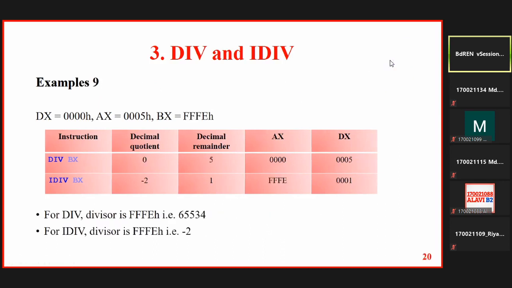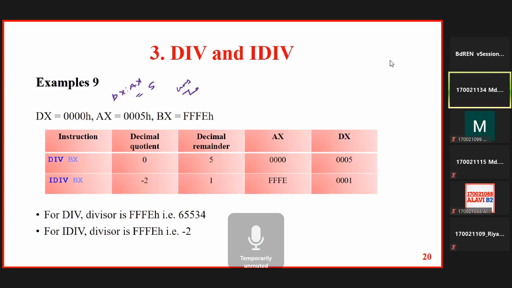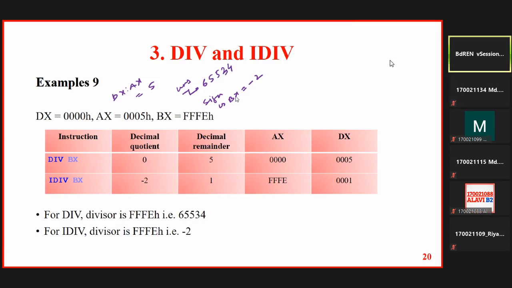Okay, let me go to another example. Basically dx and ax give you 5, and bx is FFFE, which is -2 in the signed case. And in the unsigned case, it is 65534. So now you are dividing 5 by this, where one is your unsigned case and the other is your signed case.